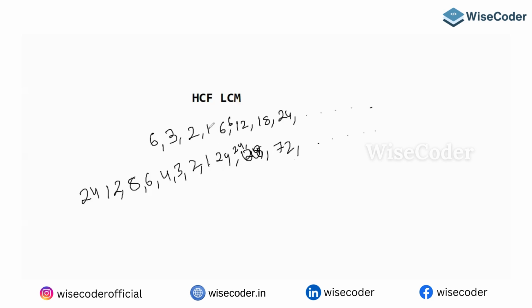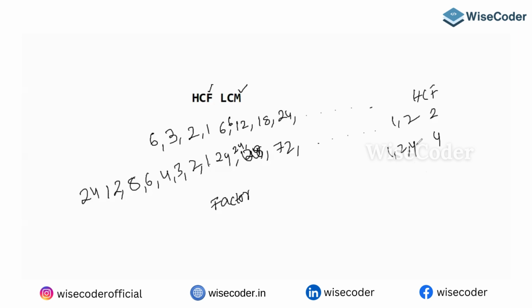Always remember, in HCF, concentrate on F, and in LCM, concentrate on M. F means a factor. So someone will ask you to calculate the HCF of 2, 4. Guys, what is the HCF? What are the factors? 1 and 2 are the factors of 2, and 1, 2, 4 are the factors of 4. Guys, are you getting my point?